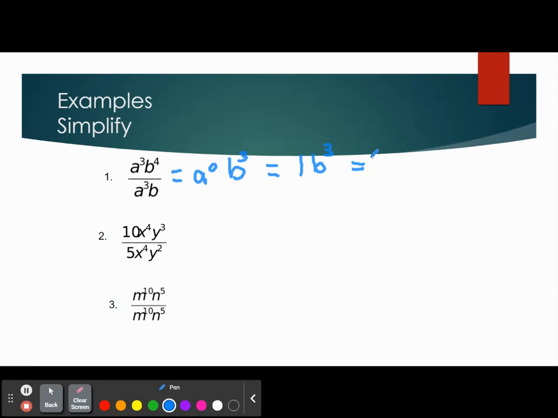No, it's never there. So we just leave it as b to the third. So our final answer would be just b to the third.